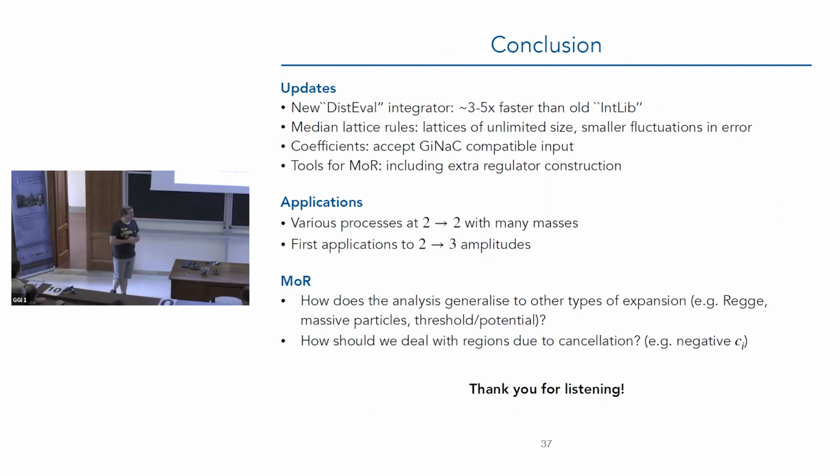And I also spoke a little bit about this method of regions. And one of the things that I'm exploring with Inan and collaborators is how this analysis that we perform generalizes to other types of expansion, for example, Regge or massive particles or threshold or potential regions. And in particular, what happens when some of the coefficients of our monomial are negative or we have different signs in our polynomial.